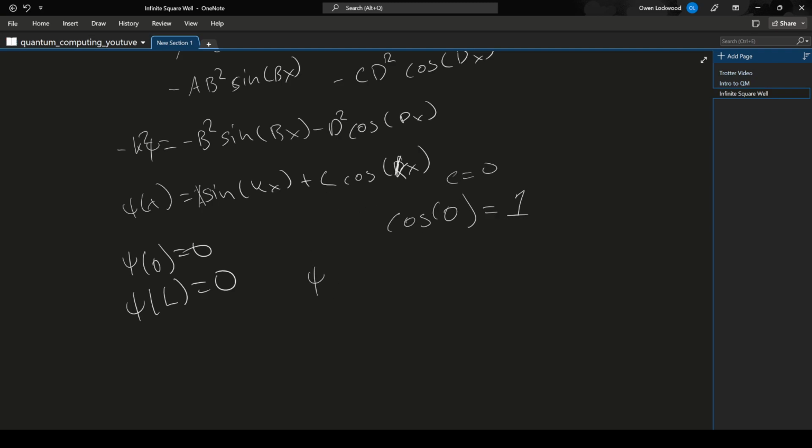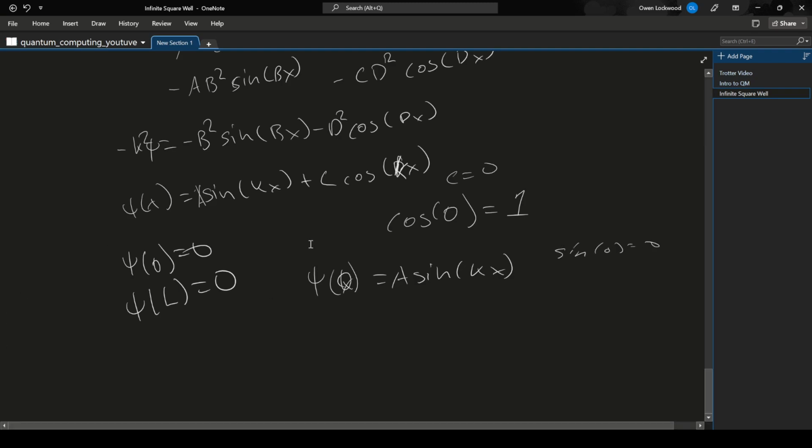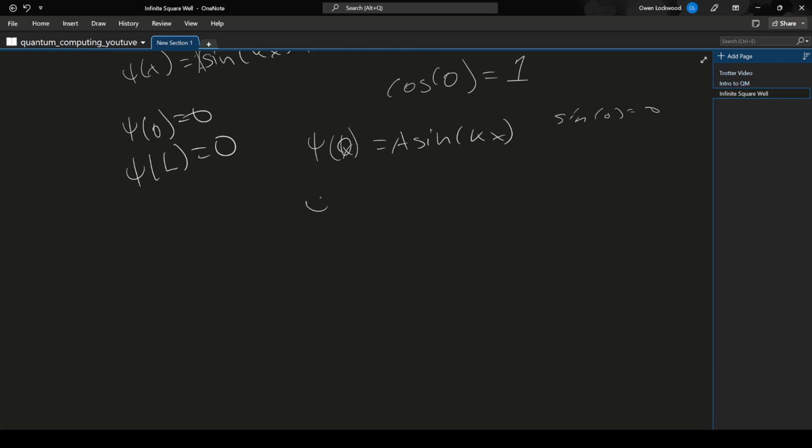So now we have psi of 0 equals a sine kx, which doesn't tell us a lot because sine of 0 is equal to 0. So now let's go to the other boundary condition. We have psi of L equals 0. So we have a sine KL equals 0.